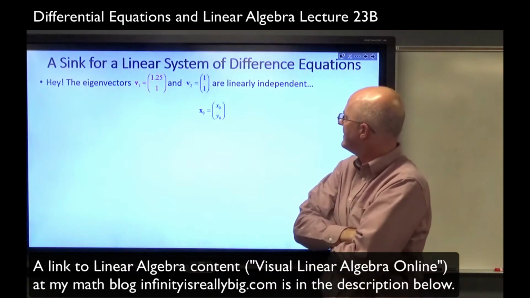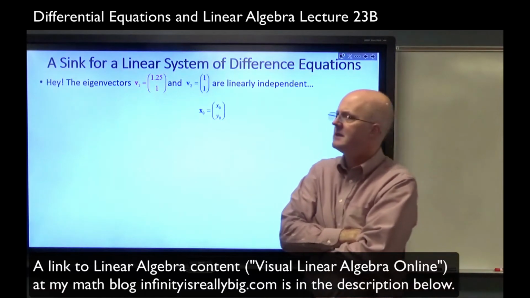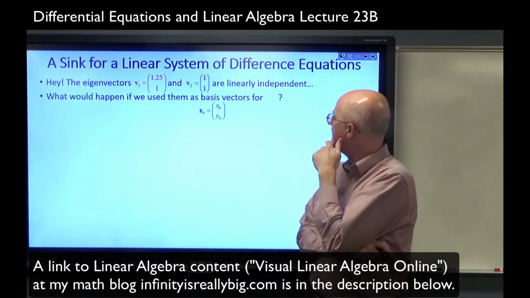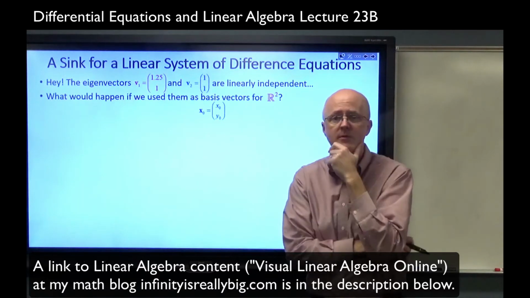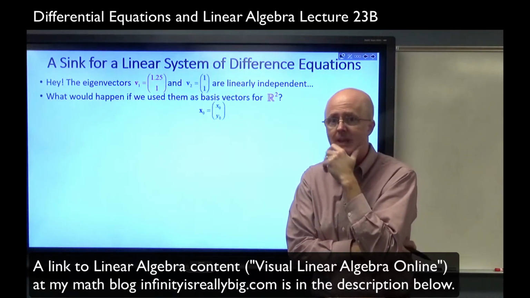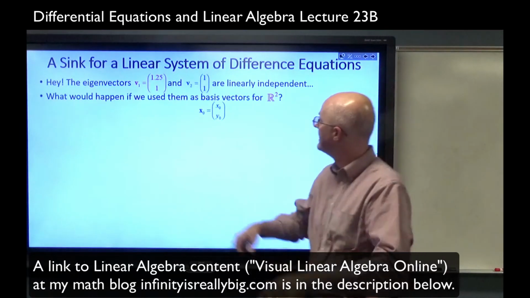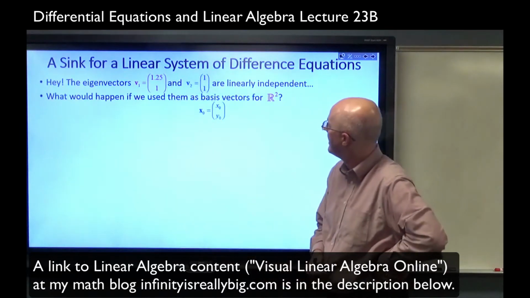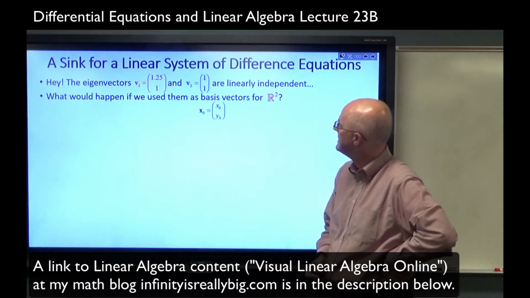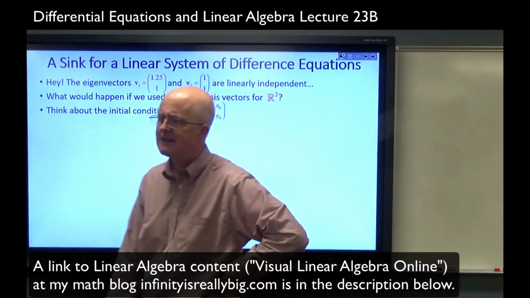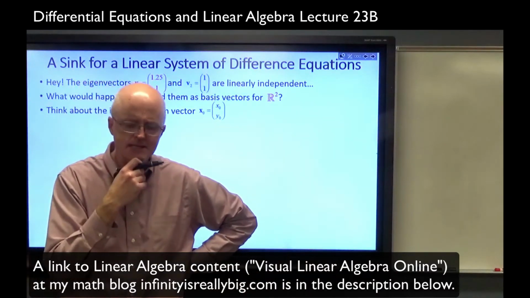What have we learned about linearly independent eigenvectors in R2? Two linearly independent eigenvectors in R2 would form a basis for R2. And I'm talking about regular R2 here. I'm not talking about function spaces. These are constant vectors. I could use them as a basis. And that would mean some things. Everything that we talked about with bases.